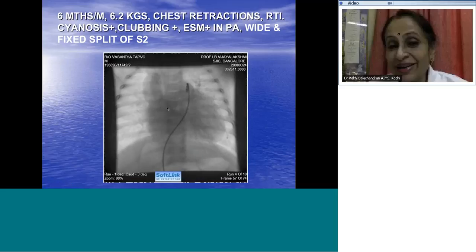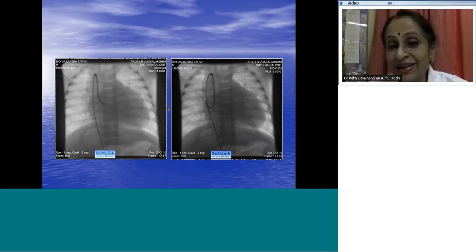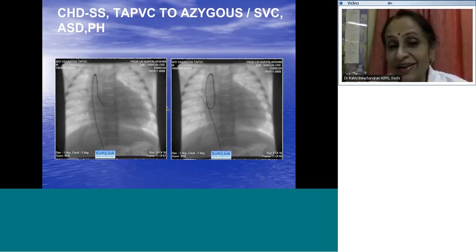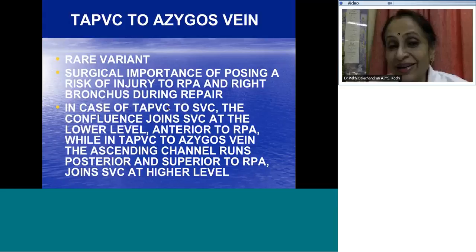Okay, so here you can see that the pulmonary veins are draining into the azygous system. So this becomes extremely difficult for you to make the diagnosis. You can suspect, but then the gold standard is angiogram, and only angiogram can tell you where it is. So this is the TAPVC with the azygous system and SVC, AST, and with the pulmonary artery hypertension. So the TAPVC to azygous, it's a very, very rare variant.